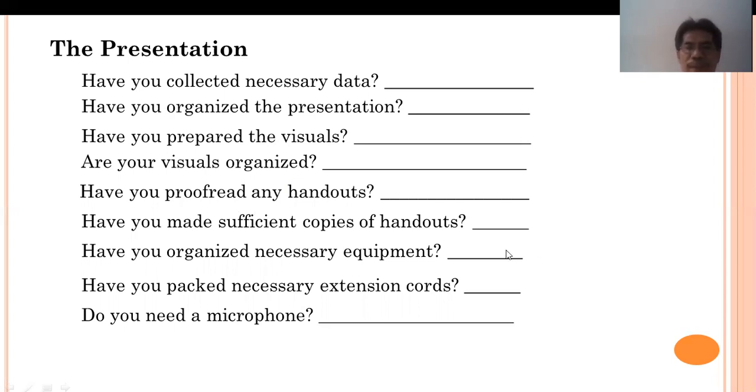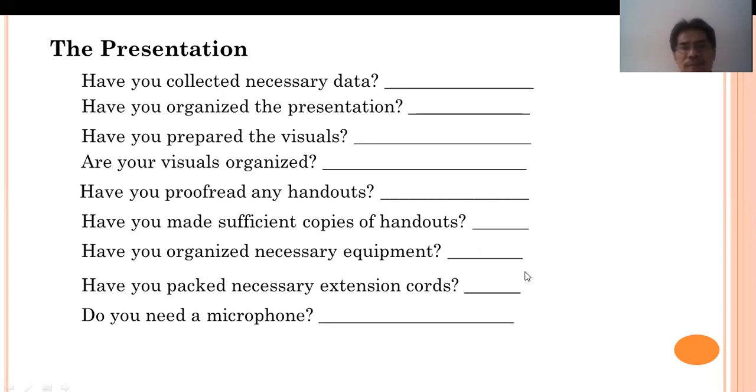Have you proofread any handouts? Probably you want to spread out some handouts related to your topic to the audience. You make sure that everything is well prepared. Your handout should be proofread by other people so as to avoid unnecessary mistakes in it. Have you made sufficient copies of handouts? This is still a preparation.